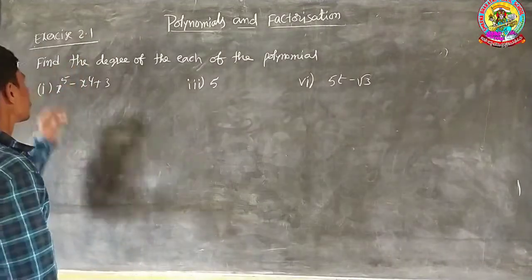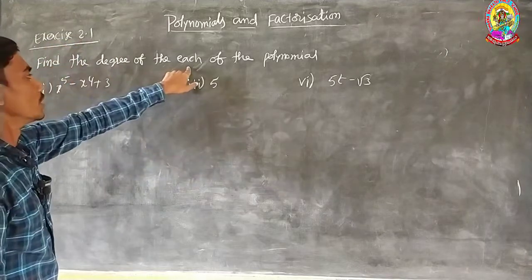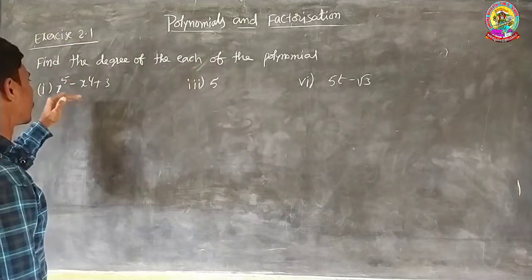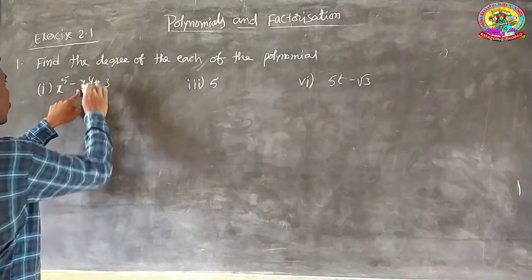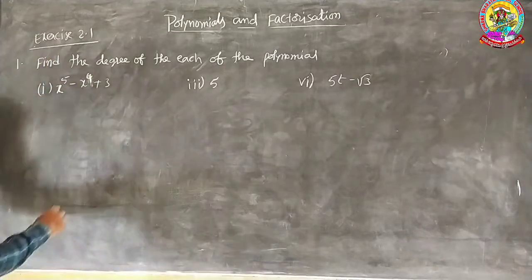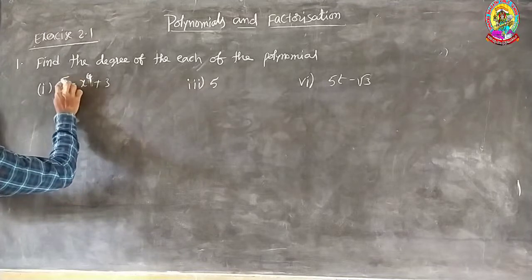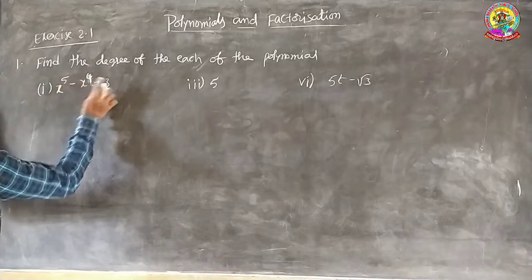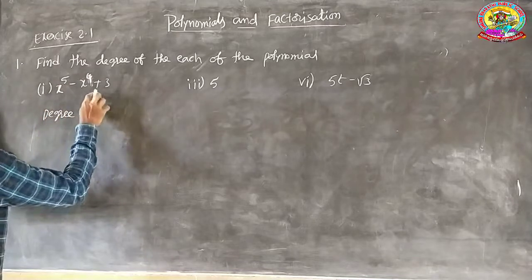The first sum from exercise 2.1 is: find the degree of each of the polynomials given below. The first one is x power 5 minus x power 4 plus 3. In this, what is the highest power in the entire terms? 5 is the highest power. So the degree of this expression is 5.